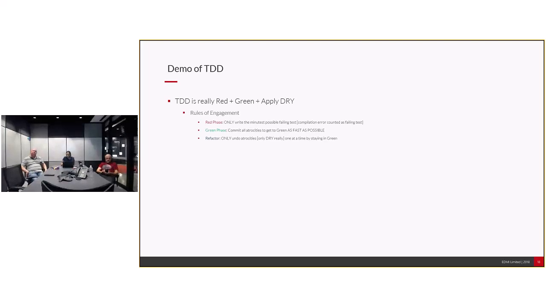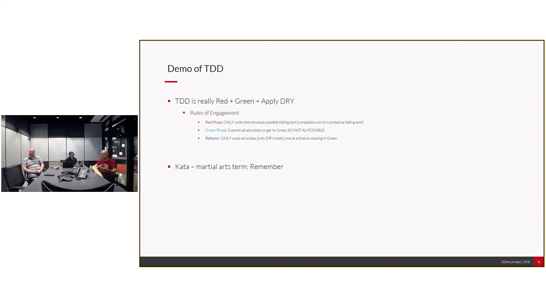Then there is a refactor phase to become DRY. Undo your sins. This is where you get a chance to redeem yourself of your sins. Now, what I'll be demonstrating towards the end is essentially a kata.